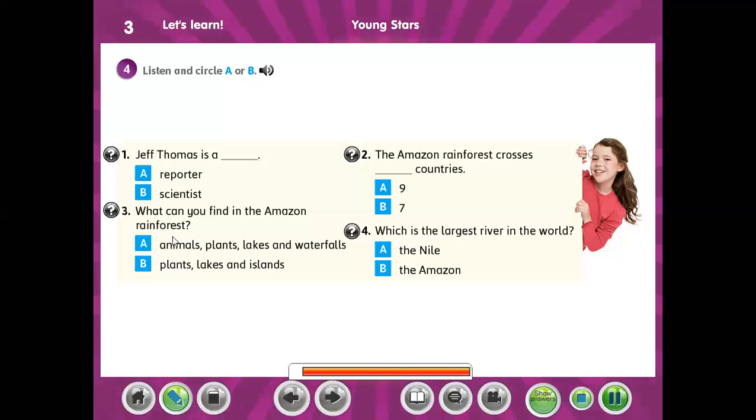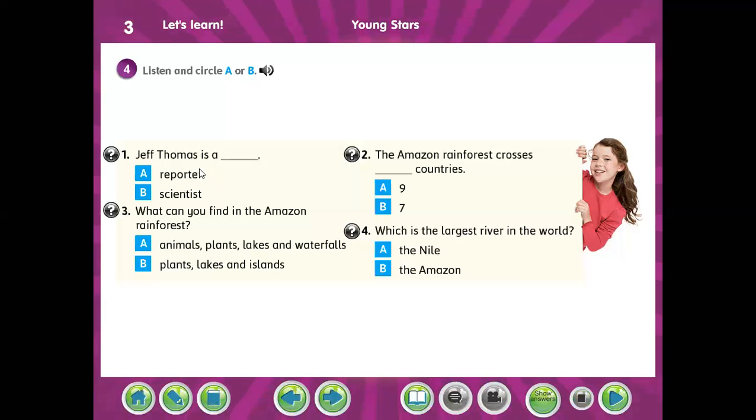Okay, let's see very fast. Ana Paula, please, can you read the number 1? Jeff Thomas is a scientist. Scientist. Good. Very good, Ana Paula. This is scientist, okay, Ana Paula? Scientist. Okay, thank you.